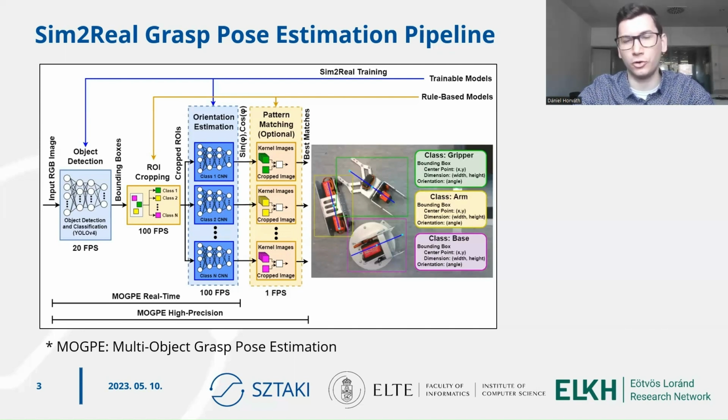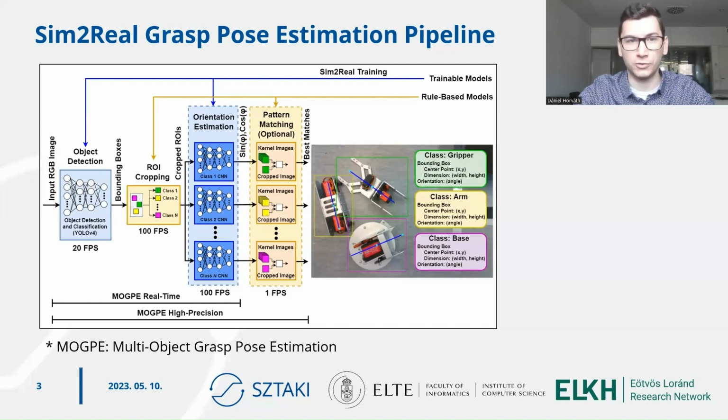But it had good results. I'm going to show you later, but a bit of fine searching for the good angle, good orientation could improve the performance. So we had a pattern matching, which is just around the orientation estimation solution. And with this, it's only 1 FPS, so 1 image per second. So it really reduces the speed, but it improved the performance, and that's what we call the high precision version of the multi-object grass pose estimation model.